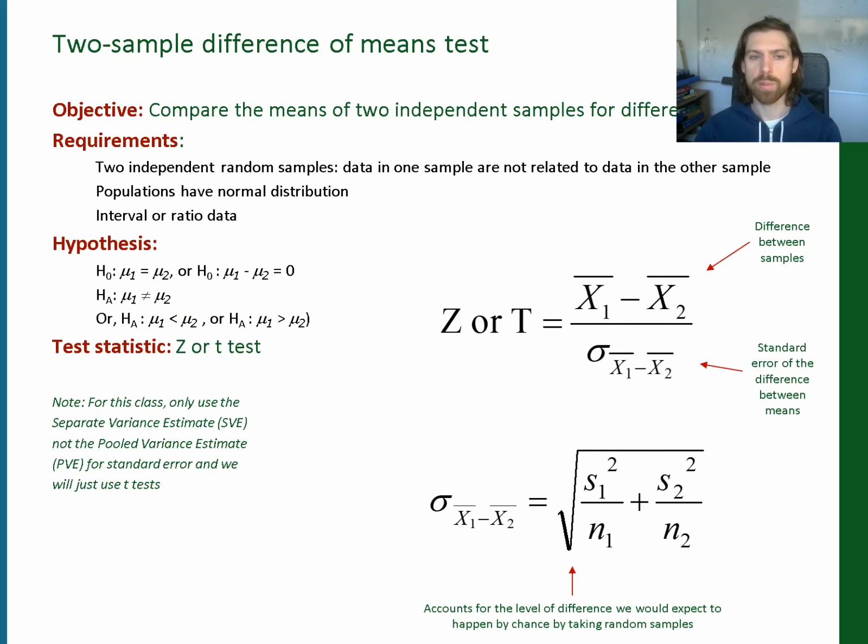So what happens in the 2-sample difference of means test? Well, we're comparing the mean of 2 independent samples for difference. We have a set of assumptions. You remember from the previous lecture I said you need to make sure that what you're doing adheres to the assumptions that are required for the test, otherwise you're just producing junk results, okay?